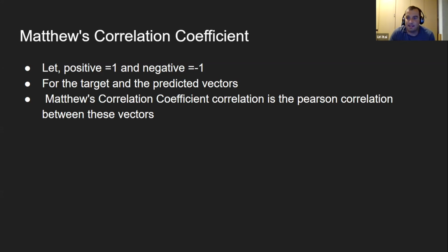If you're getting -1, what does it mean? It means that you did the worst possible. Each time that you said it was positive, it was really negative, and vice versa. It's just like being wrong all the time. So this is the correlation.